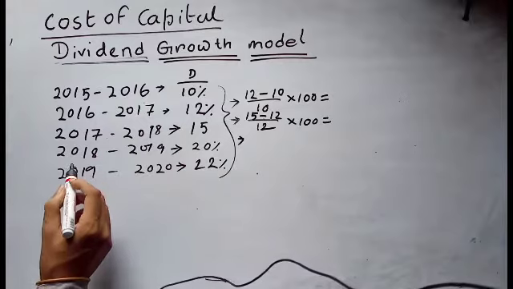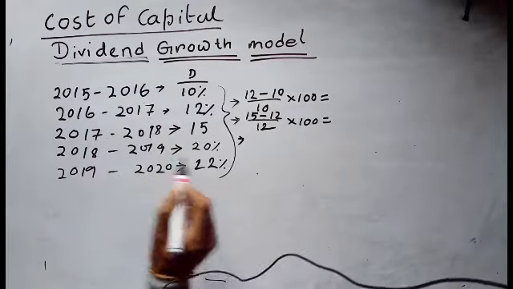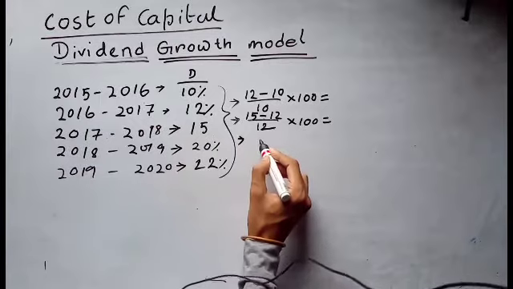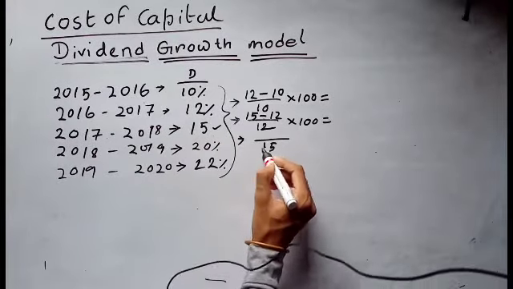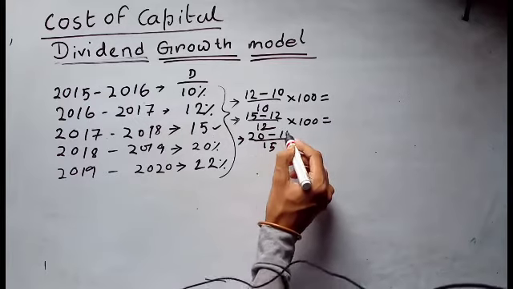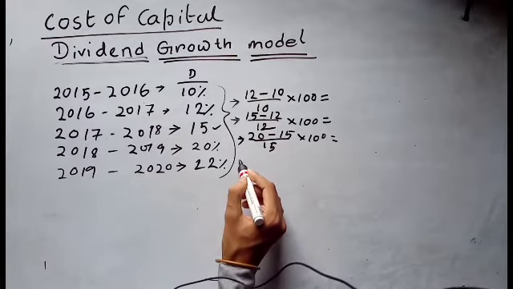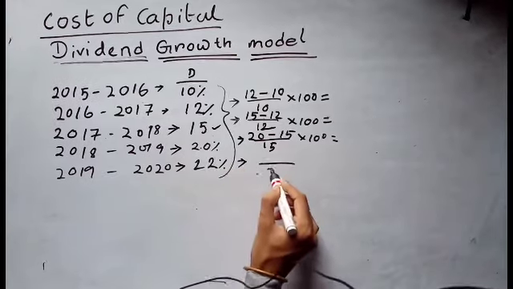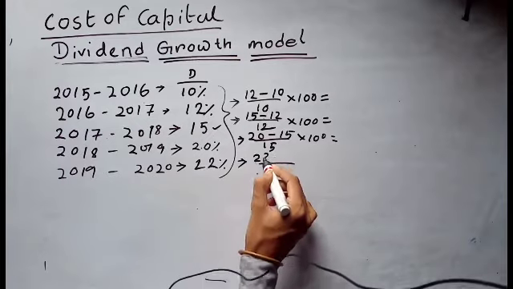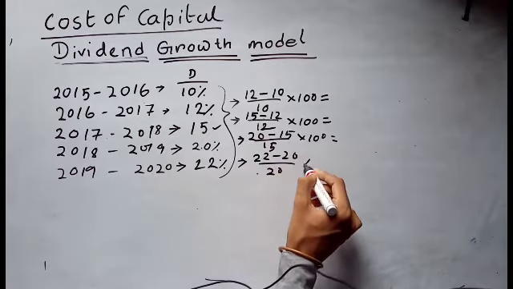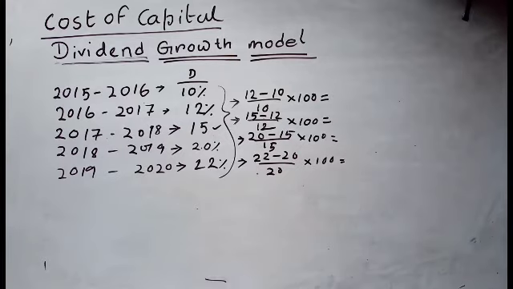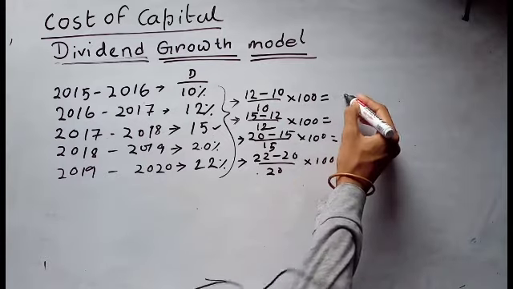And what is it for 2018 and 2019? The base year is 2017 and 18 as 15%. The increasing value is 20 minus 15 into 100 percent. And for 2019 and 20, what is the base year? 20. Increasing value into 100. If you calculate it, 2 by 10 into 100, which is 20%.